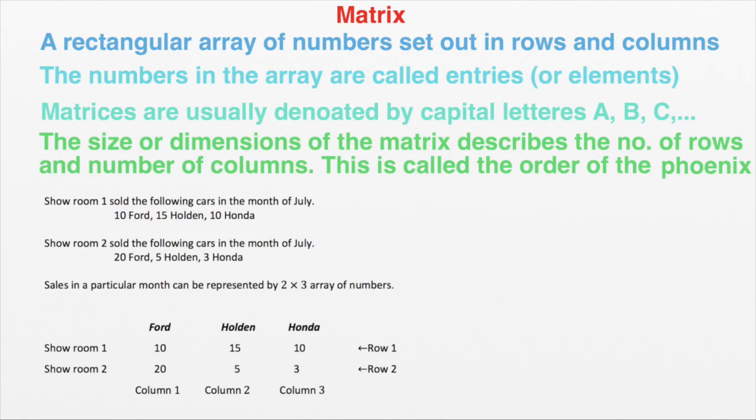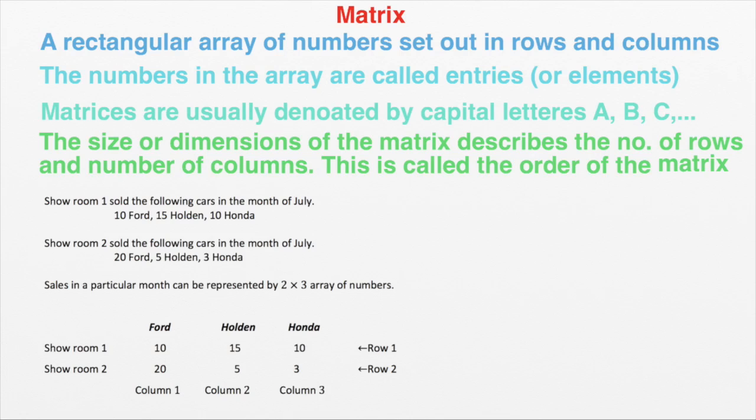And finally, the size or the dimension of a matrix describes the number of rows and number of columns. This is called the order of the Phoenix. Oh wait, it's called the order of the matrix, sorry. So the order of a matrix is the rows times the columns. So in this case over here, it has 2 rows, so 1, 2, and it has 3 columns. So that's why we would say this matrix here is called a 2x3 matrix.